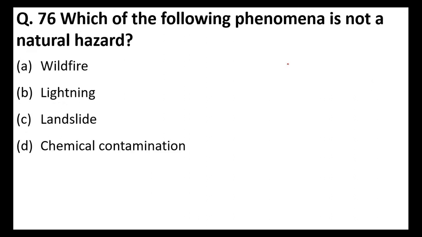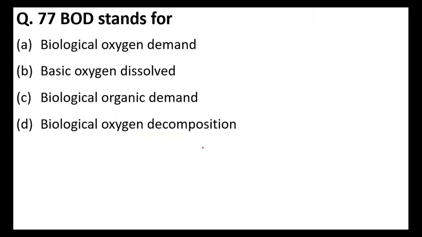Which of the following phenomena is not a natural hazard? So, wildlife fire, this is a natural hazard. Then, lightning, landslide. The right answer is chemical contamination, because that is what humans, because of anthropogenic activities, it comes up. That is why it is called chemical contamination.